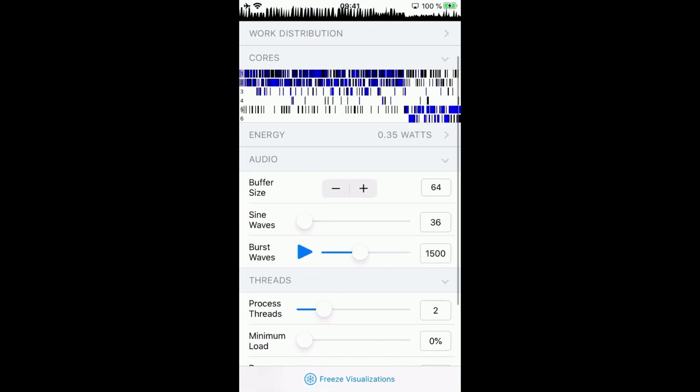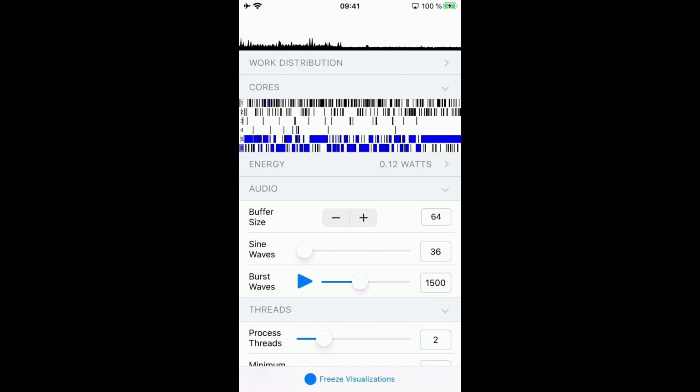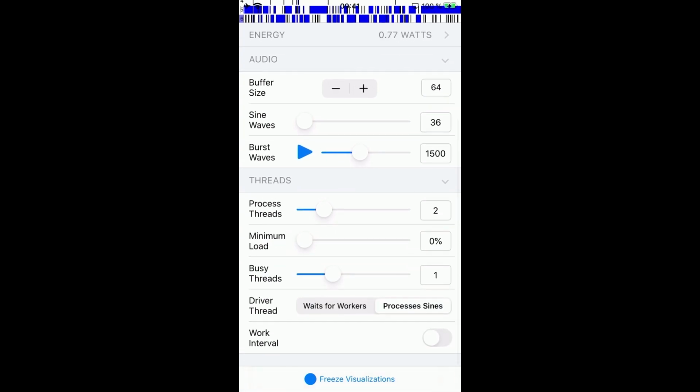So if I increase the busy threads to 1, and I freeze the visualizations again, then everything is smooth, and I can also increase the workload without a problem. Also, this is 64 sample buffer sizes, pretty low latency, and everything is working fine as long as I have this background thread doing work.